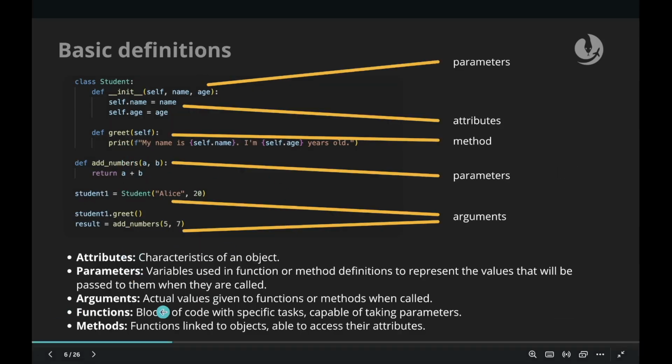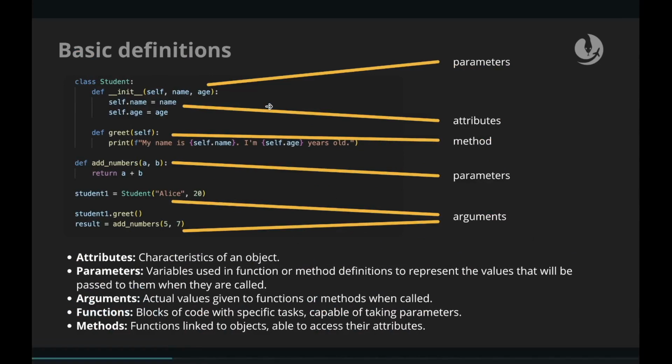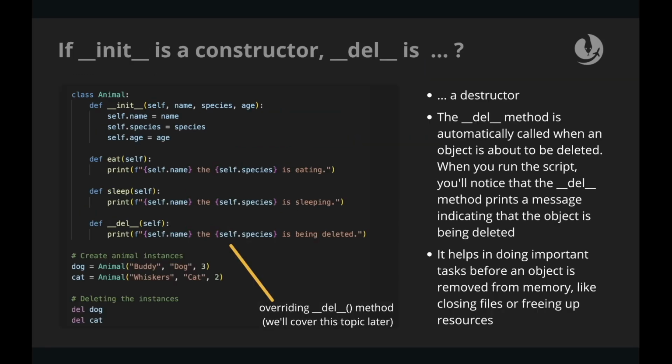All right, and then we have functions and methods, and this is pretty easy. Functions are blocks of code with specific tasks capable of taking parameters, while methods are functions linked to objects able to access their attributes. So a function becomes a method when it's inside of a class and it's able to access the attributes of an instance. After this slide, we will take a look at an example in Visual Studio Code.